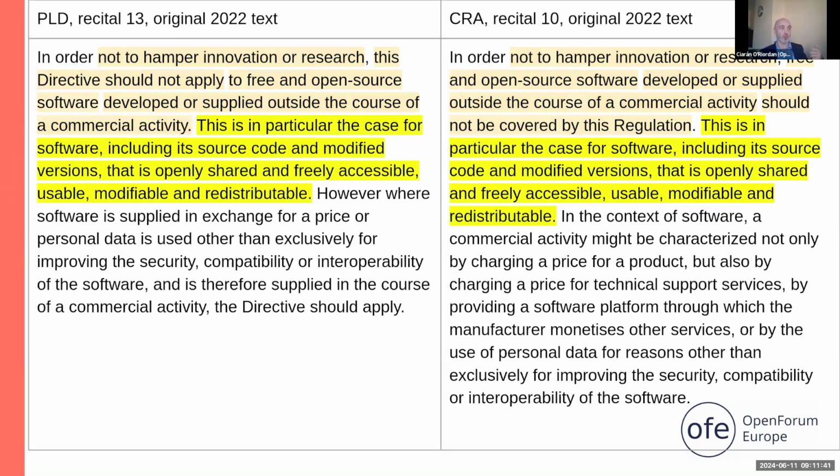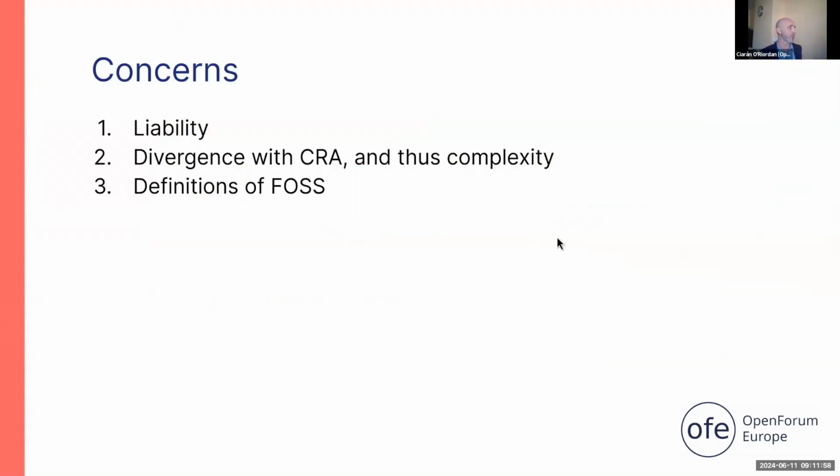So it then follows a definition of free and open source software, which is pretty much the same. And then some clarifications about what it means for software to be in or outside the course of commercial activity. We'll come back to that again later in the presentation, and then repeatedly also in the next few years. So the concerns here, the main one that we want to discuss is liability, but I want to get the other two out of the way first. So I'm going to talk about divergence and definitions first, and then come back to liability.